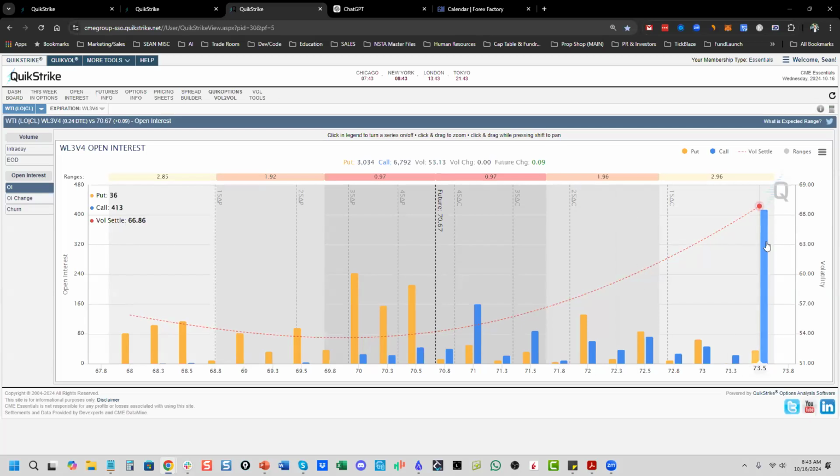Okay. So what we do is, when we're thinking about current price, who has the current price for crude oil? Can somebody tell me the current price for crude oil right now? 70, 74. Okay. So we're sitting here at 70. We're like right here. Okay. So that's where we're sitting right now. Current price.